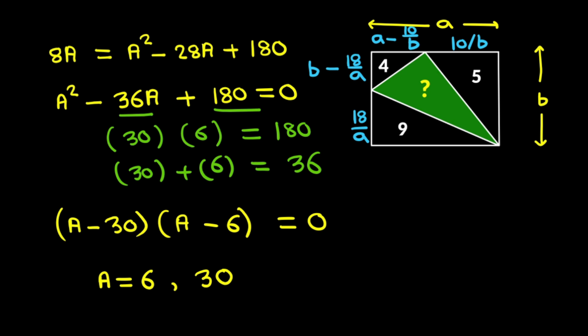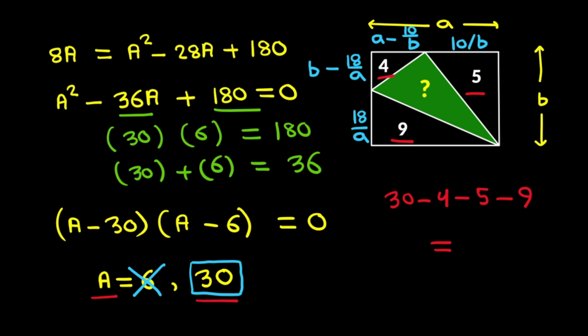But wait, the three triangles already add up to 18. So the total area cannot be 6. That means A equals 30. Now the final step. Take the total area, 30, subtract 4, subtract 5, subtract 9, we get 12. So the area of the green triangle is 12. Pretty satisfying.